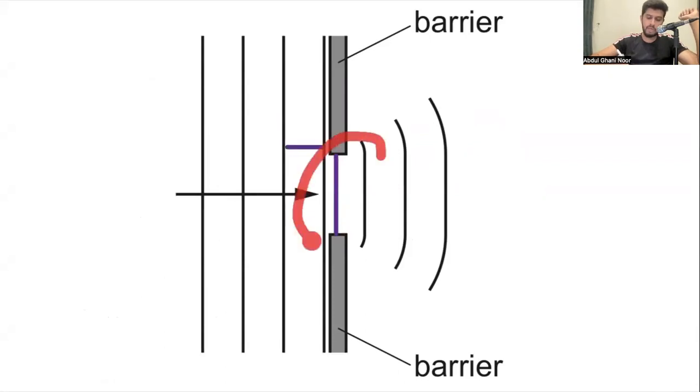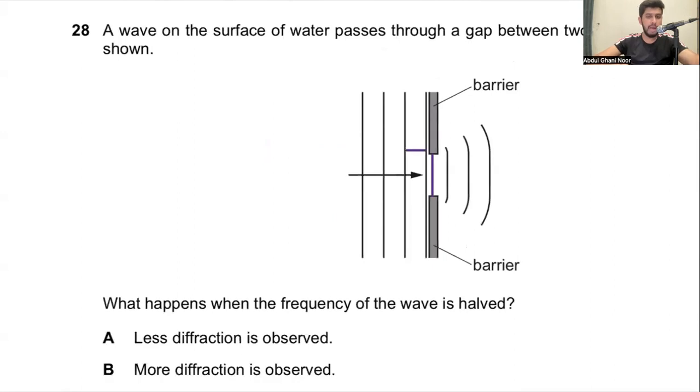What can you say about the gap inside this barrier, and what can you say about the wavelength? How do the two compare? Are they similar to each other? Is the gap in the barrier larger than the wavelength, or is the wavelength larger than the gap in the barrier? So there is more gap. Okay, the gap is larger.